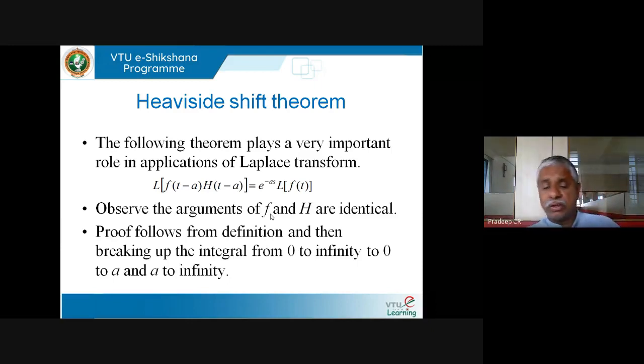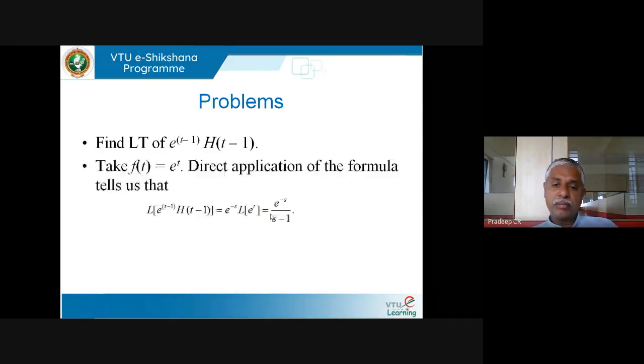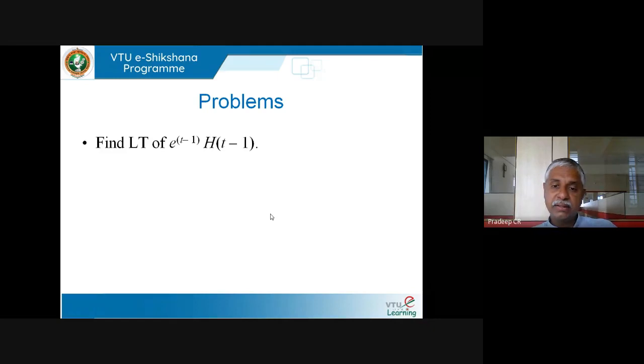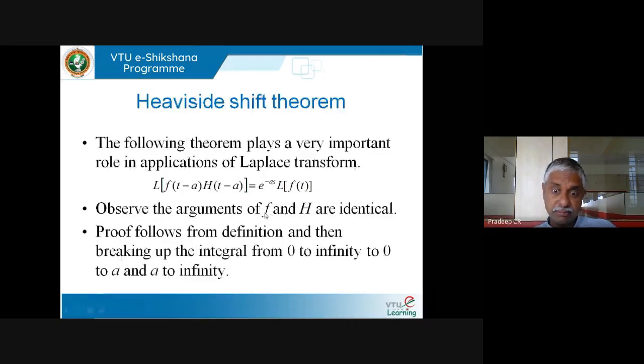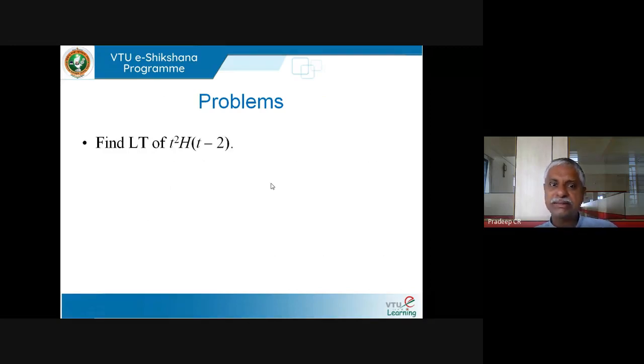Here I took a equal to 1. You could have taken a equal to 2 also: e to the power of t minus 2 into h of t minus 2. The Laplace of that would have been e power minus 2s divided by s minus 2. Remember, there was an e power minus a s factor here, and an a factor comes in, so keep that in mind. Here it was 1. Maybe I should have chosen a better example. This 1 is confusing. Anyway, it doesn't matter. What I wrote is correct. Just go through it carefully. Let us do one more example.